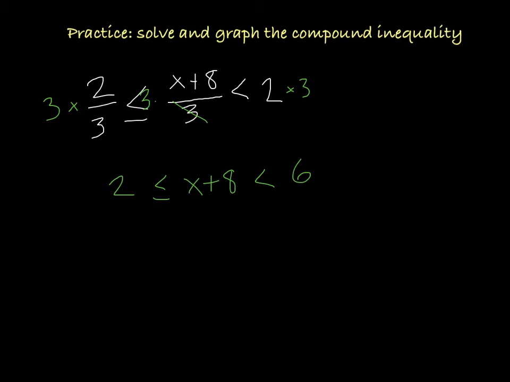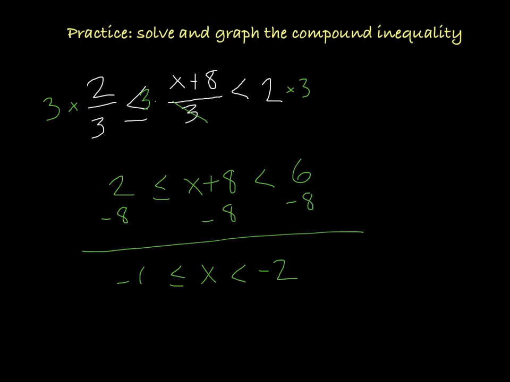And again, from there, it's pretty simple. We need to subtract 8 on each side, rewrite, and now we've got x by itself. x is less than, looks like -2, and it's greater than or equal to -6.